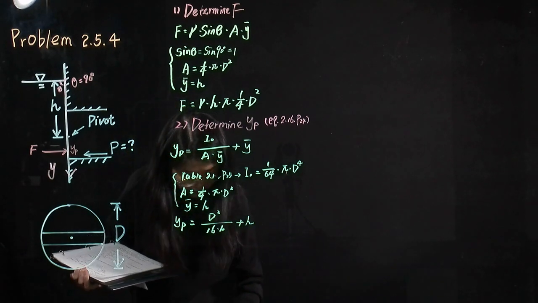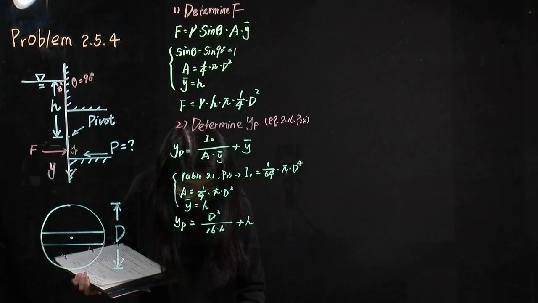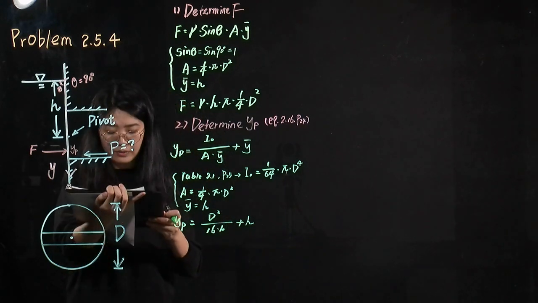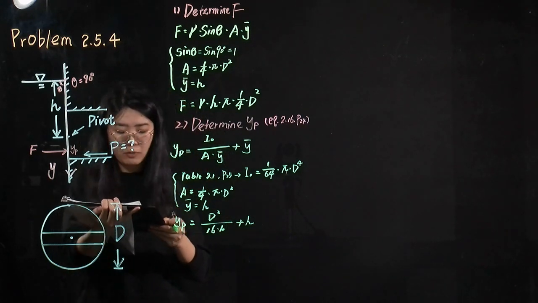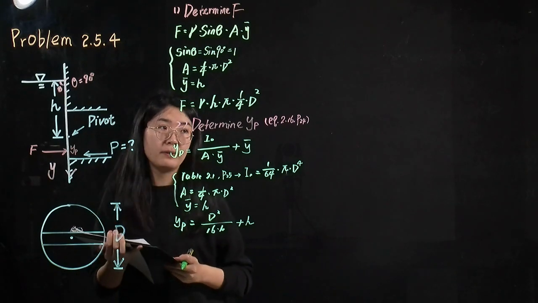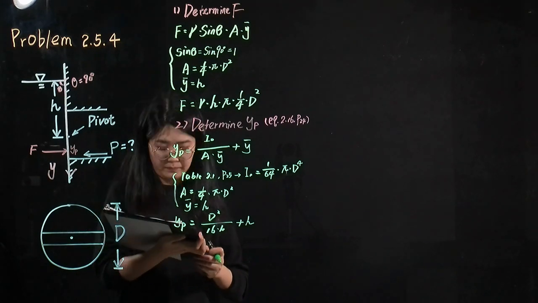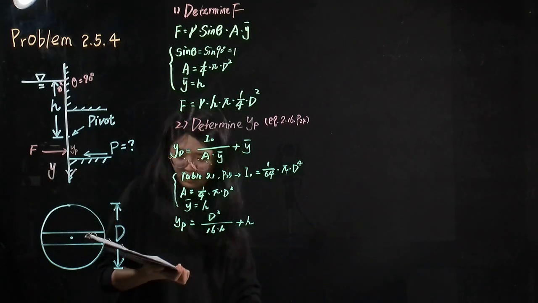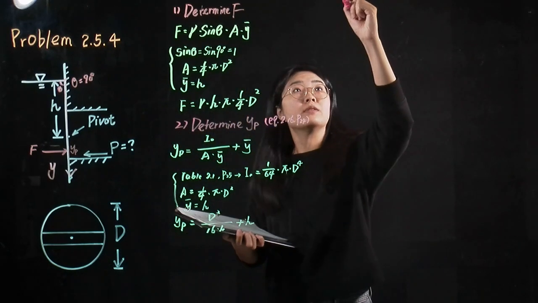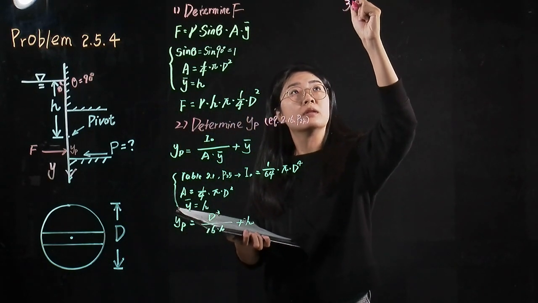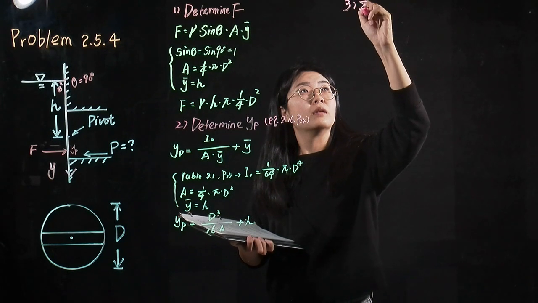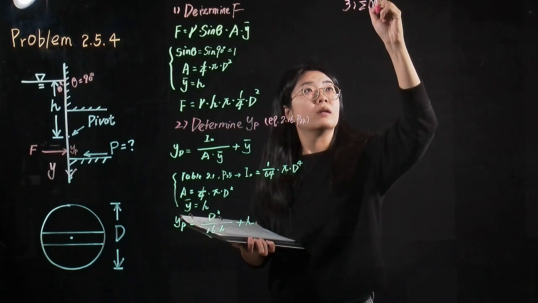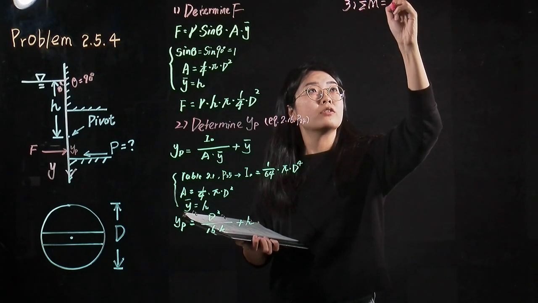Because the question told us that the gate is closed, the moment at the pivot should be 0, which means that sigma M equals 0.